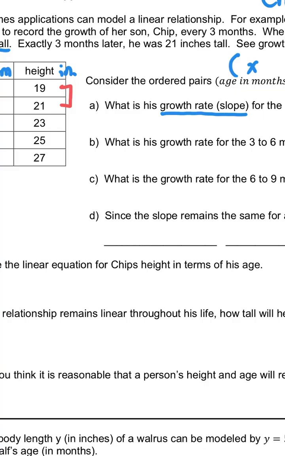So we have 21 minus 19 over 3 minus 0. And that gives us 2 over 3. So we have our slope of 2 over 3.